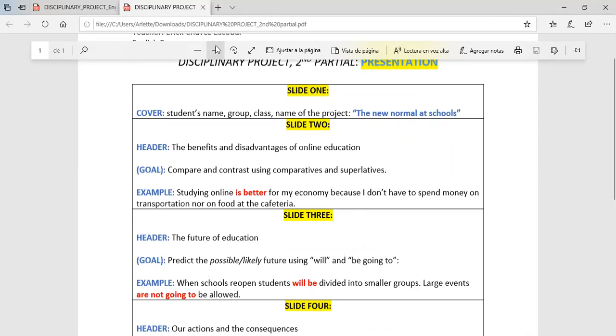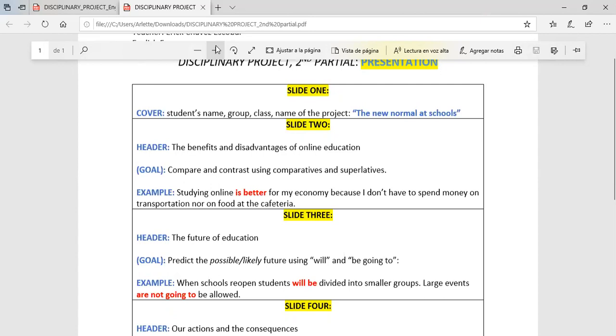We have slide 2, the benefits and disadvantages of online education. Next, the objective is to compare and contrast using comparatives and superlatives. Example: studying online is better for my economy because I don't have to spend money on transportation nor on food at the cafeteria. Okay, so this is an example.